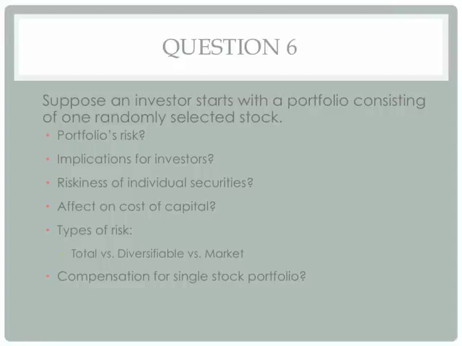It would be expected that this would affect a company's cost of capital because another measure of risk is beta. If the risk is lower, the cost of capital will also be lower. Total risk is the sum of the systematic and unsystematic risk of an investment. Diversifiable risk is specific to a certain asset or company. This risk can be reduced or eliminated by having a diverse portfolio.